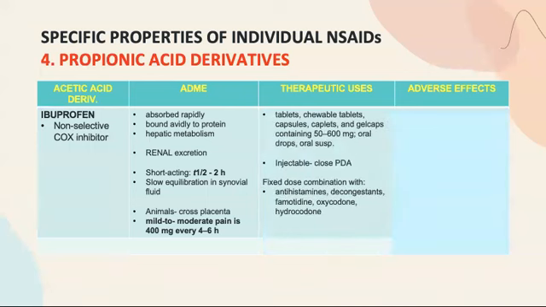Ibuprofen is supplied as tablets, chewable tabs, capsules, caplets, and gel caps containing 50 to 600 milligrams, as oral drops, and as an oral suspension. An injectable formulation of ibuprofen is approved to close the patent ductus arteriosus in premature infants. Solid oral dosage forms containing 200 milligrams or less are available without a prescription. Ibuprofen is licensed for marketing alone and in fixed dose combinations with antihistamines, decongestants, famotidine, oxycodone, and hydrocodone. The usual dose for mild to moderate pain is 400 milligrams every 4 to 6 hours.